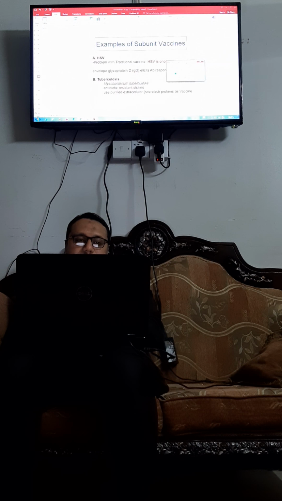Examples of subunit vaccines are of two types, like human simplex virus, which you will take in the next course. The problem with the traditional vaccine is that human simplex virus, if in the traditional way, may be oncogenic. Therefore, we use the subunit vaccine here to get rid of the oncogenicity issue. Envelope glycoprotein usually elicits an antibody response.